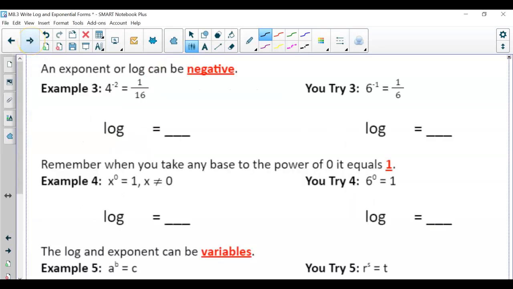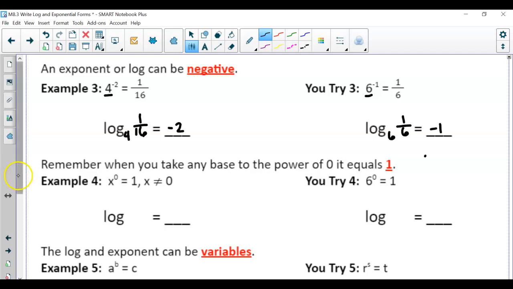And then again, notice how we could have a negative exponent. So is that going to change? No. So here again, you have that base of 4. So log base 4 is equal to the exponent, -2. So log base 4 of 1/16 is equal to -2. Go ahead and pause the video and try here. So here you've got base of 6, so log base 6 is equal to the exponent here, -1. So log base 6 of 1/6 is equal to -1.